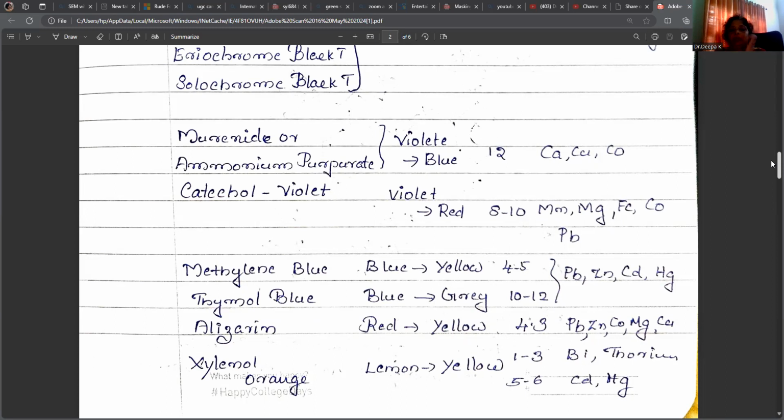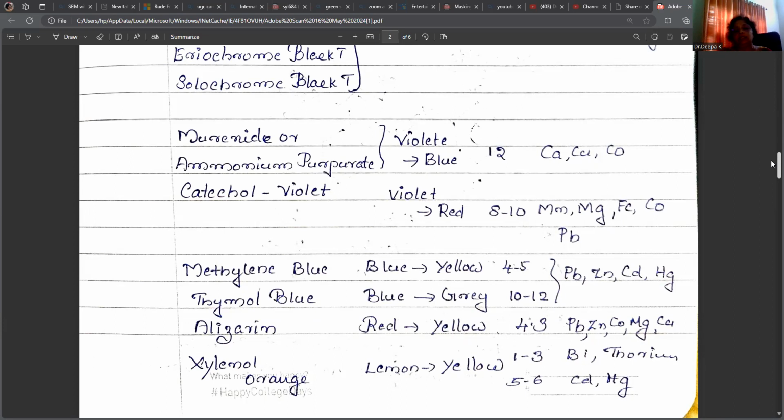Alizarin red, which is also called alizarin, changes from red to yellow and works in the pH range 4 to 4.3, and lead, zinc, cobalt, magnesium, and copper are the metal ions which can be detected using this indicator.